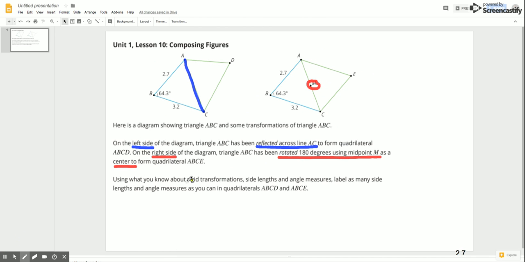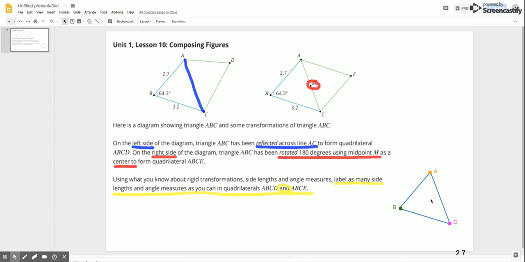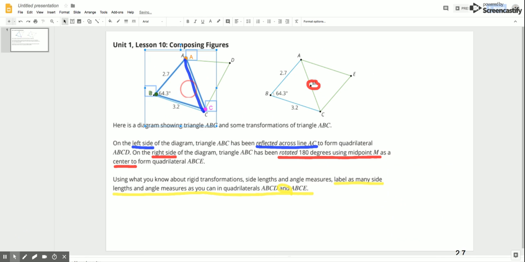Using what we know about rigid transformations, side lengths, and angle measures, label as many lengths and angle measures as you can in quadrilaterals ABCD and ABCE. That's this one. So down here, I have a copy of triangle ABC. It's a loose copy, not exactly 100%, but close enough. So it lines up pretty good.